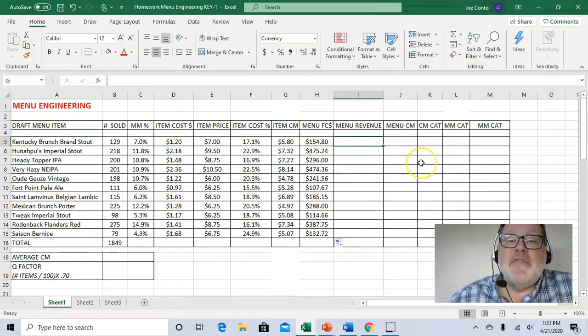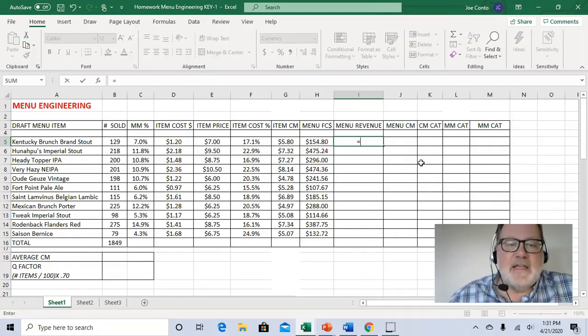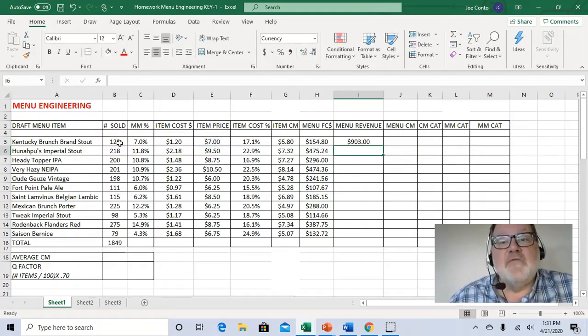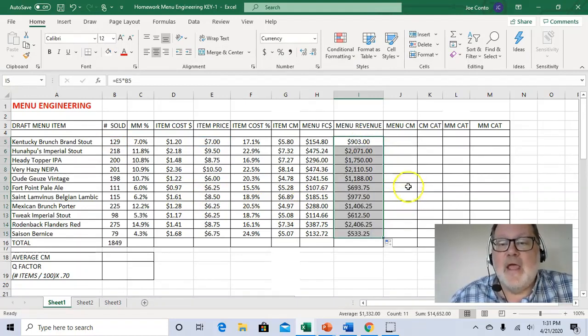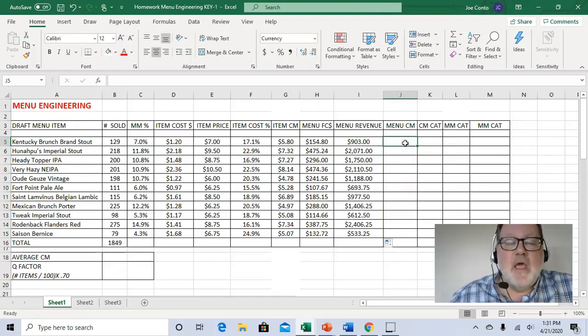And then I do the same thing with the menu revenue, right? Remember from the last time I said revenue was nothing more than price times volume? Well, in this case, it is price with the stout, $7, times volume, 129 of them. So how much did I make in revenue selling the stouts? A total of $903. And I do that for each item again, all the way down. And then my final extrapolation, the menu contribution margin. When I say the menu contribution margin as opposed to the item contribution margin, I'm saying for all the items sold during a time period.